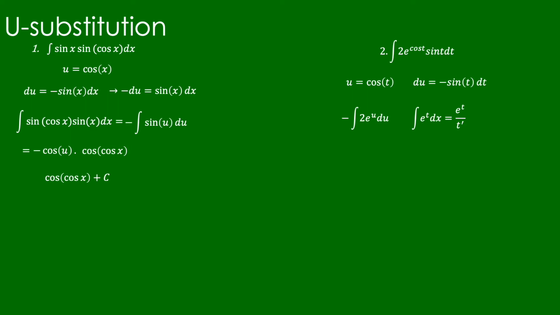So you can simplify this, the integral of negative 2e to the u, to be negative 2e to the u divided by its derivative. And because the derivative of u is 1, we would have this. Finally, you need to substitute back and you'll have your answer.